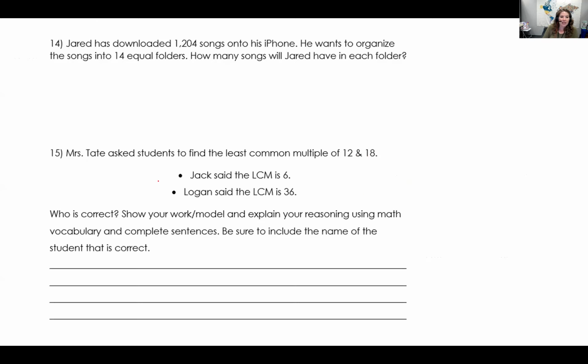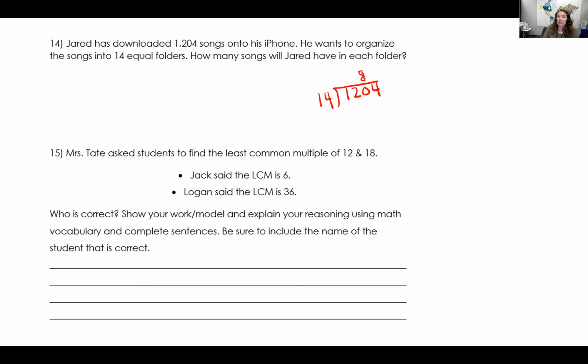Number 14, Jared has downloaded this many songs. He wants to organize the songs into 14 equal folders. How many songs will Jared have in each folder? So we're going to take the total and divide it by 14. 14 won't go into 12, but it'll go into 120. Let's see, 9. 12.